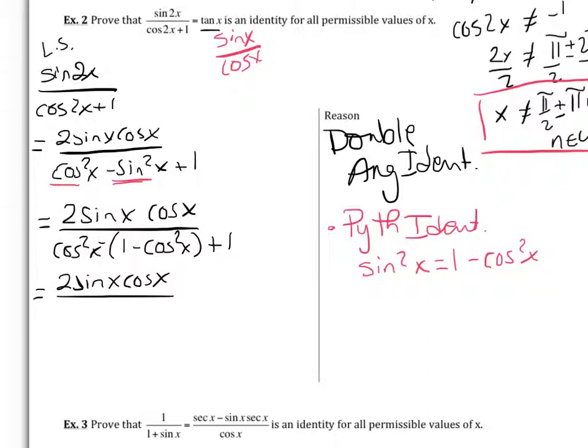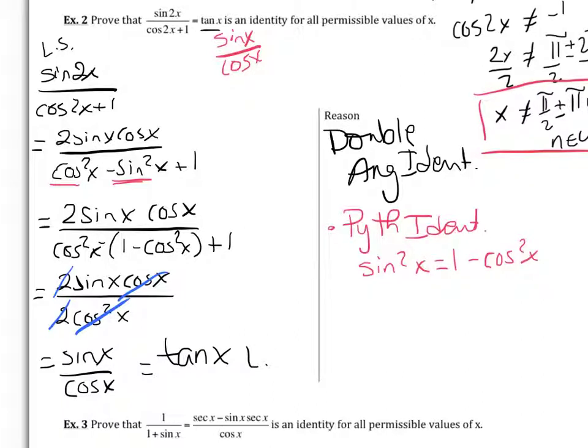Simplify this a bit more, and I get 2 sine x cos x in my numerator, and in my denominator I have 2 cos squared x, and that's it. The 1, I have minus 1, then I have plus 1, so it's going to cancel out. If I look at what I have now, well, I can simplify the 2, I can simplify one of those cosines, and I'm left with sine x over cos x, which is tan x. Awesome. So that means my left side is equal to my right side, and I've proven this identity for all values of x except our non-permissible values.